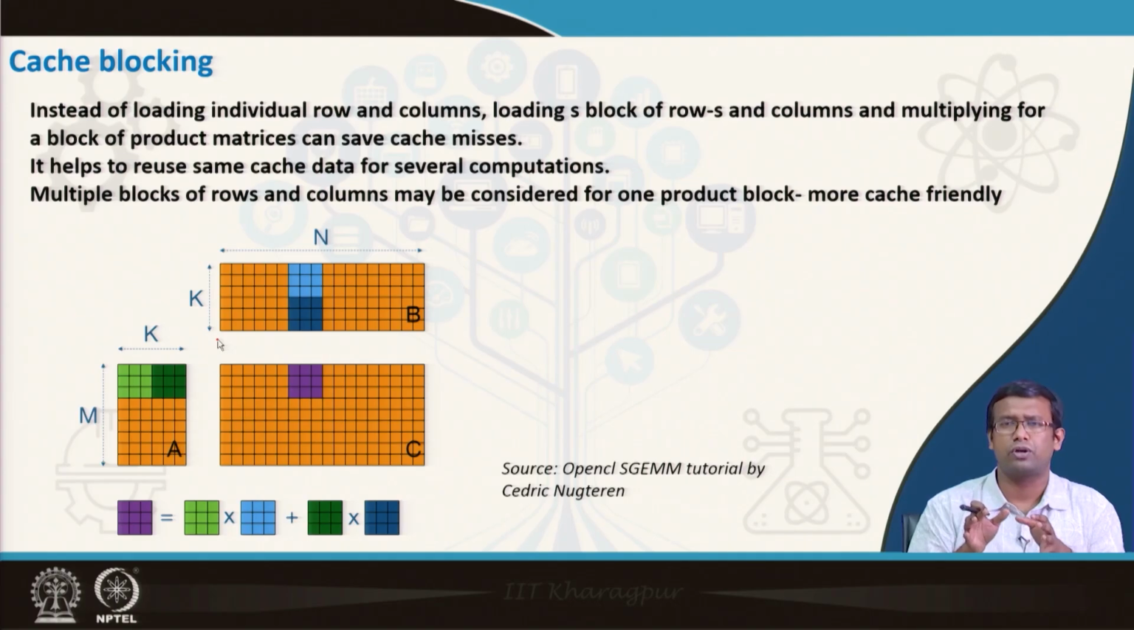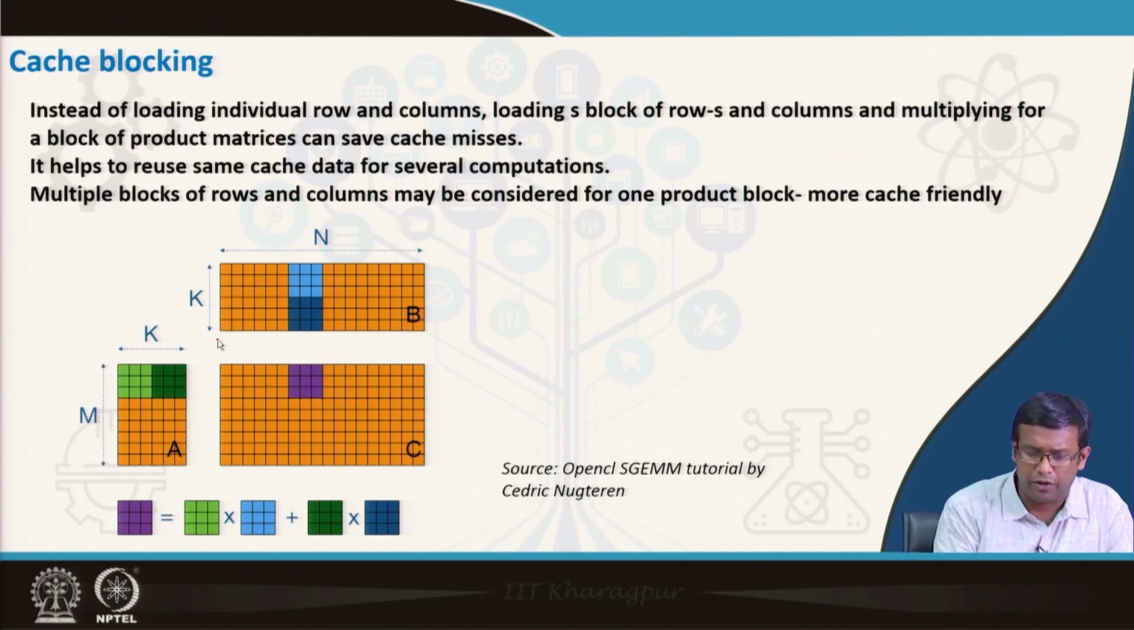So, fill the cache with contiguous memory, and you have to map the memories contiguously so that you can do it correctly, and then calculate one part of the product matrix. If the block size fits the cache correctly, then you can get much faster performance.